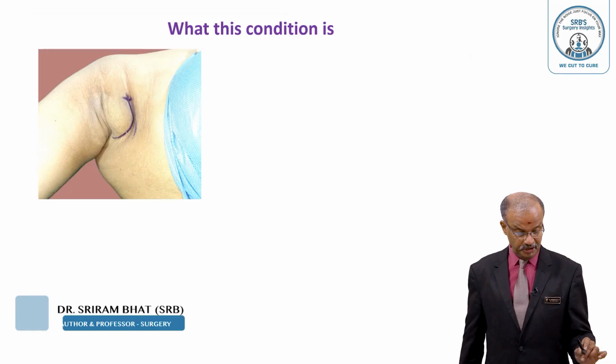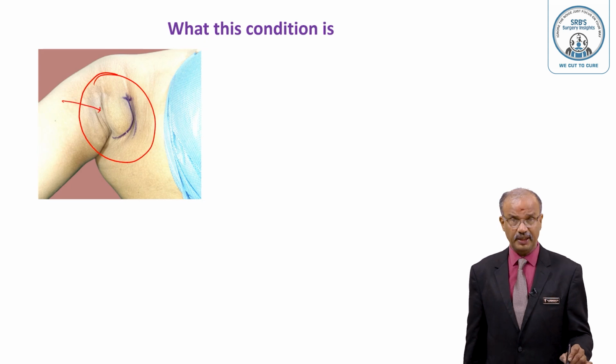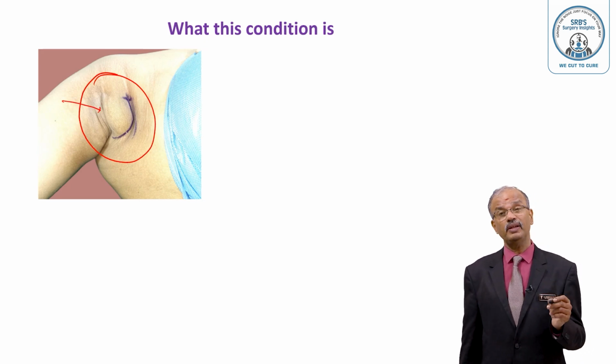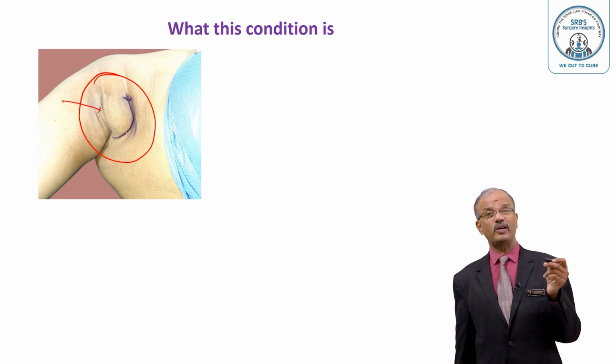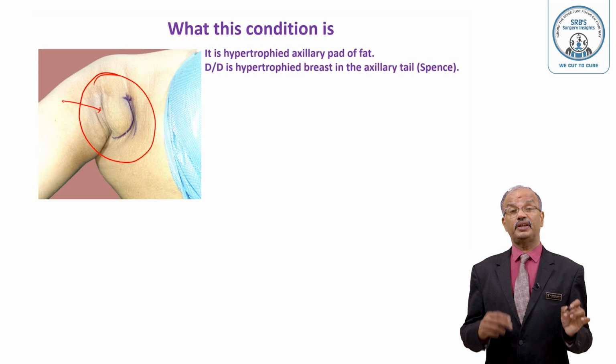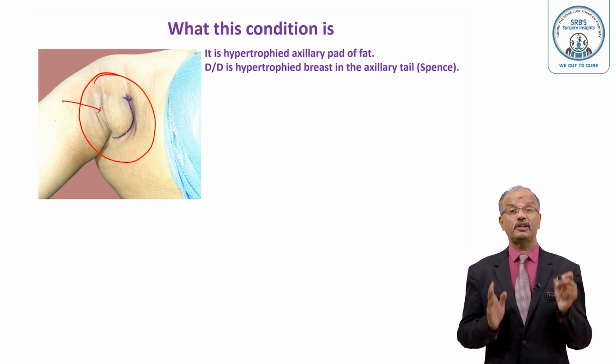Dear students, we will just discuss a clinical case just to find out what this case is. See, that is the axilla, right axilla. There is a swelling here. It may sometimes be bilateral also, especially in the female. Common in young age group, maybe adults in the 20 to 40 year age group. What is it? It is hypertrophied axillary pad of fat. It's very, very common, especially in the females.